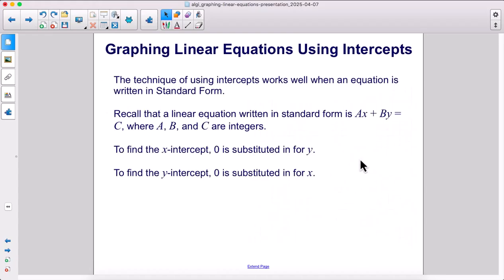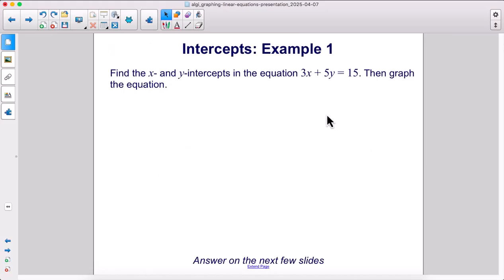The technique of using intercepts works well when an equation is written in standard form. Recall that a linear equation written in standard form is ax plus by equals c, where a, b, and c are integers. To find the x-intercept, 0 is substituted in for y. To find the y-intercept, 0 is substituted in for x.